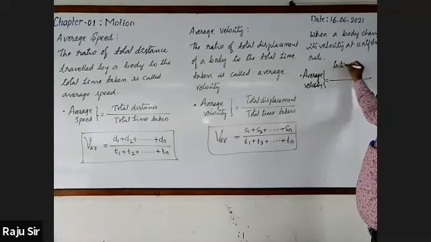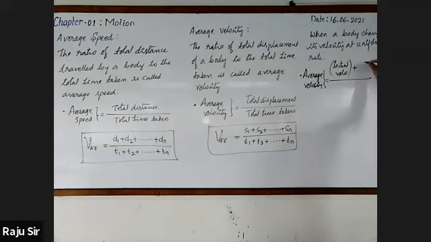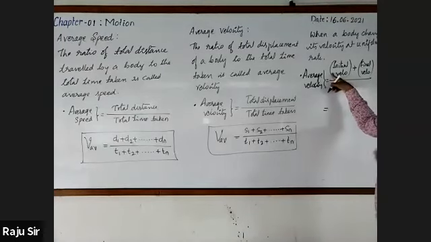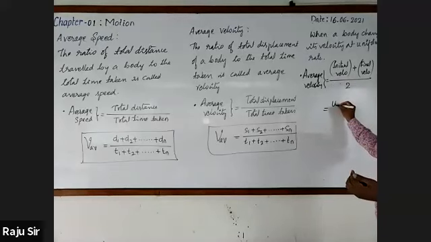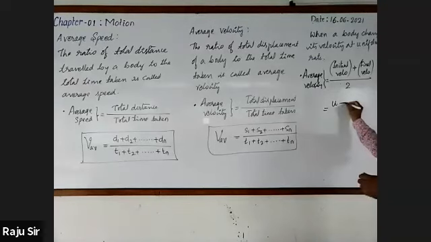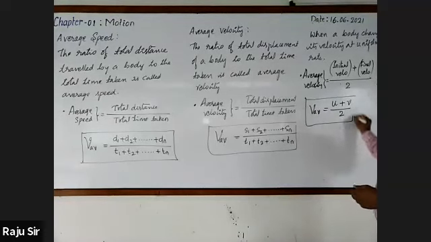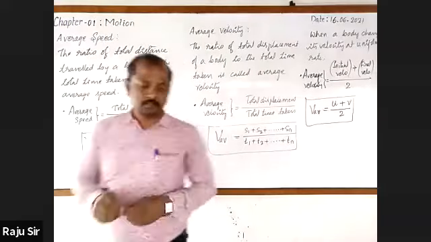Average velocity as initial velocity plus final velocity divided by 2. This is equal to initial velocity. As I said, it is denoted by the symbol U. Please do remember, initial velocity is denoted by U. Final velocity is denoted by V, by 2. It is V_av is equal to (U plus V) by 2.